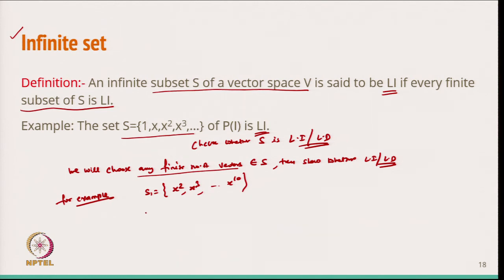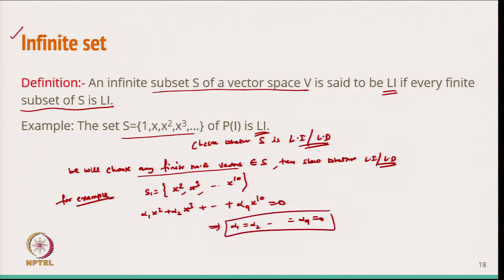Then what will I do? I will take the linear combination alpha 1 x square plus alpha 2 x cube up to alpha 9 x 10, and put this equal to 0. So this is the zero polynomial, and from here we will take the coefficients equal, and then we will find out that these alphas are 0. From here I can say that alpha 1, alpha 2, up to alpha 9 are coming 0 in this case. So, this set of vectors is Li.